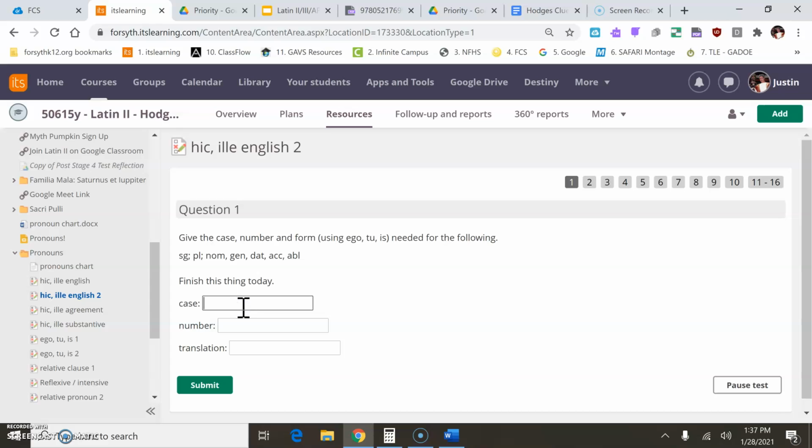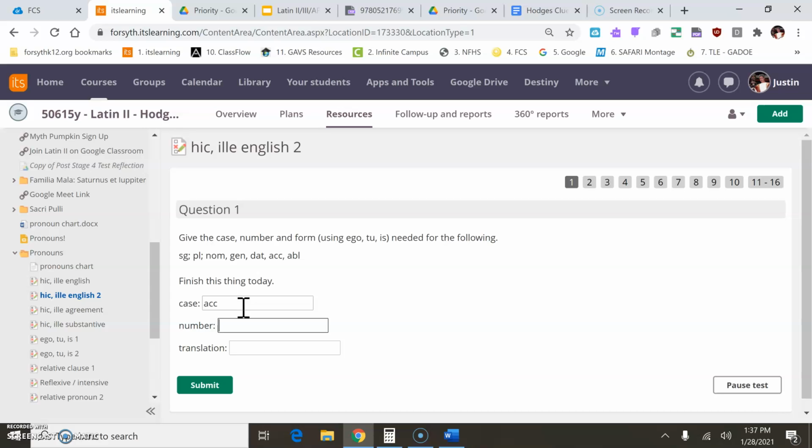Give the case, number, and form using ego 2 as needed for the following. Nope, should be hic ille. Okay, so this thing, what's the case going to be? First off, what are we looking at? What word in here, or what two words? This fine. This thing. Is this thing nominative, genitive, dative, accusative, or ablative? Accusative, because it's the thing being finished, right?